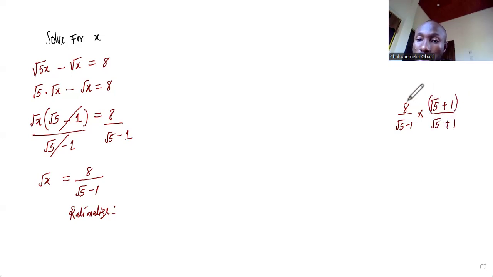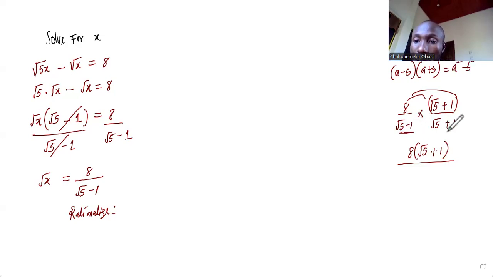So when you distribute, you're going to have 8 into the square root of 5 plus 1. And the denominator becomes a difference of two squares. Remember difference of two squares? When you have a minus b times a plus b, that will become a squared minus b squared. So my a is the root 5. That will become root 5 squared minus 1 squared. I hope you get this stuff.